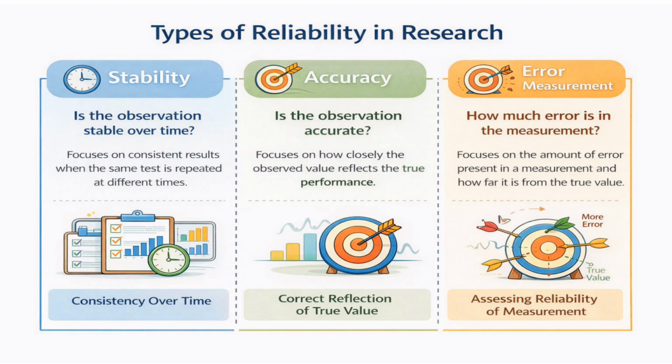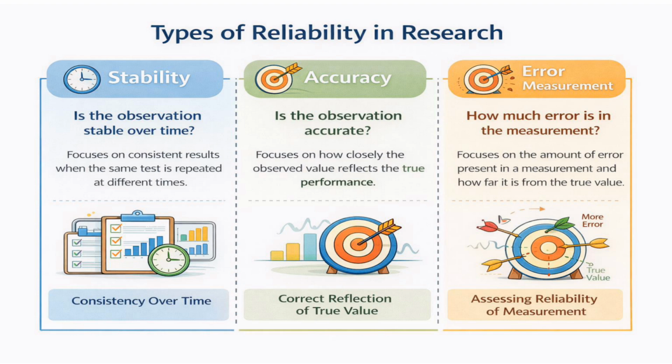The third way to understand reliability is through measurement error. This perspective asks, how much error is present in my data? In classical test theory, we say, observed score equals true score plus error. Think about a person filling out a survey. One day they are tired, another day they are motivated, another day they are distracted. These temporary influences introduce random error.